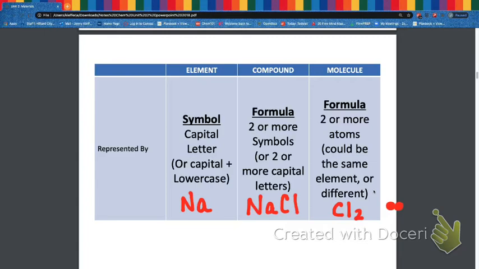So that's an element, and it's a molecule. And we call that Cl2 a formula. Okay. This one is a formula. It's a molecule, and it's a compound. Okay, because it's got two different elements together. And this last one is a symbol and an element, and it represents one atom of the element. Okay?